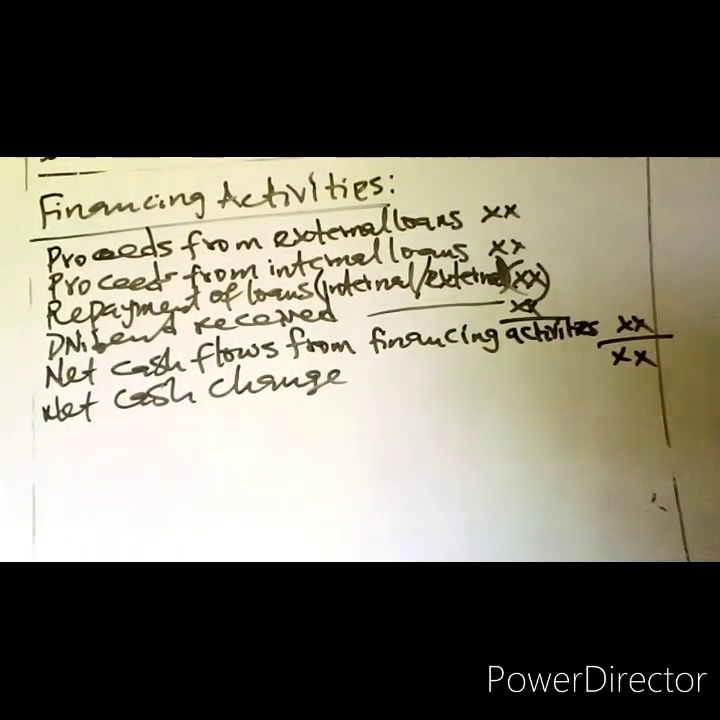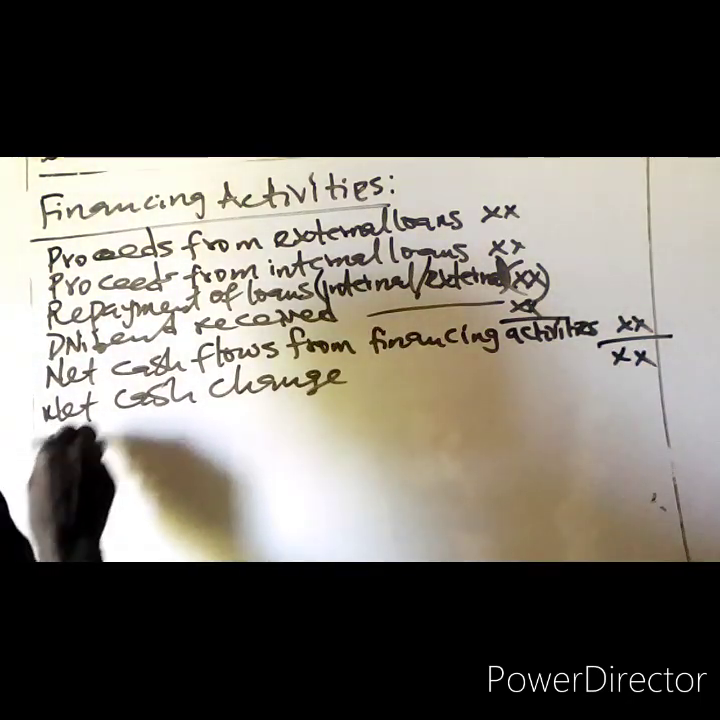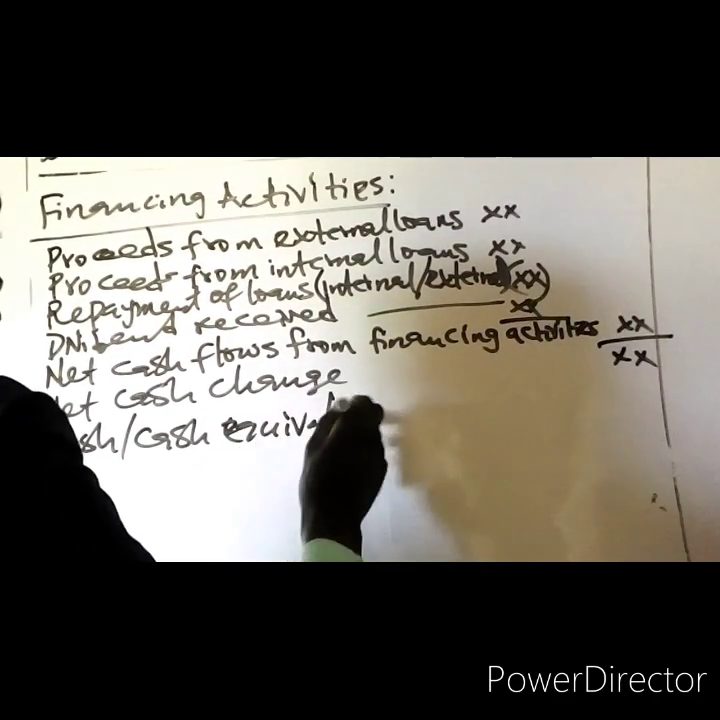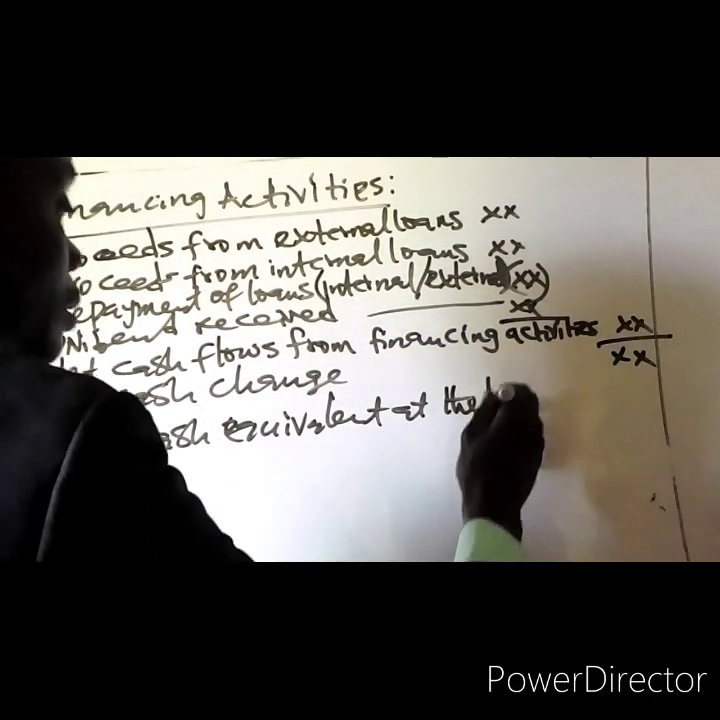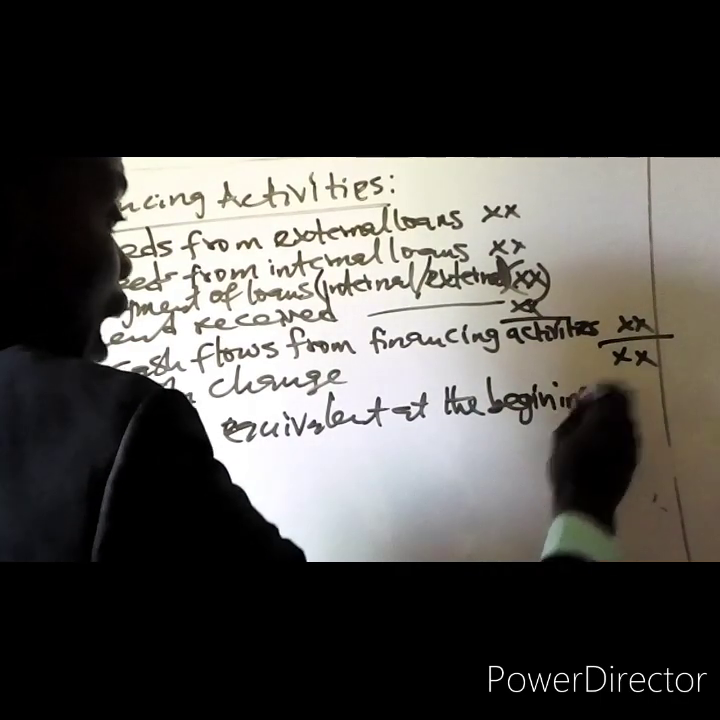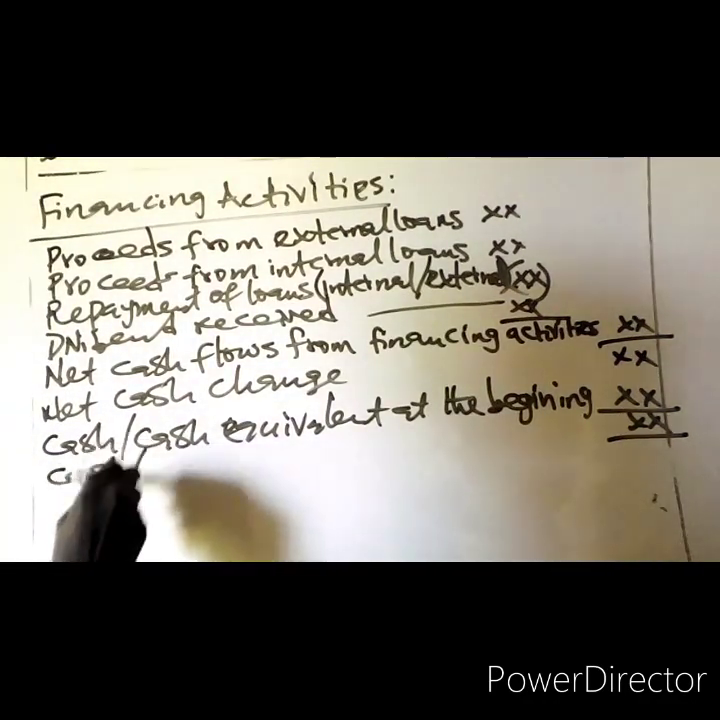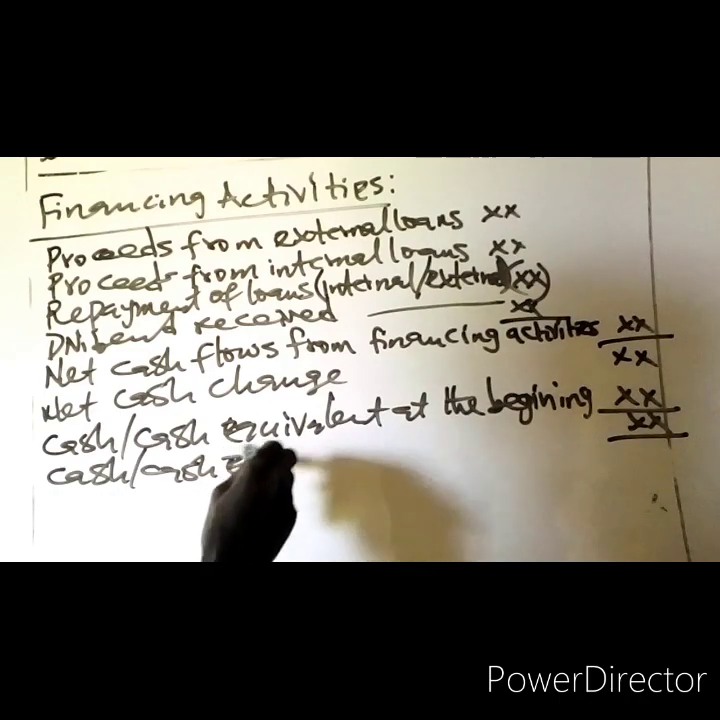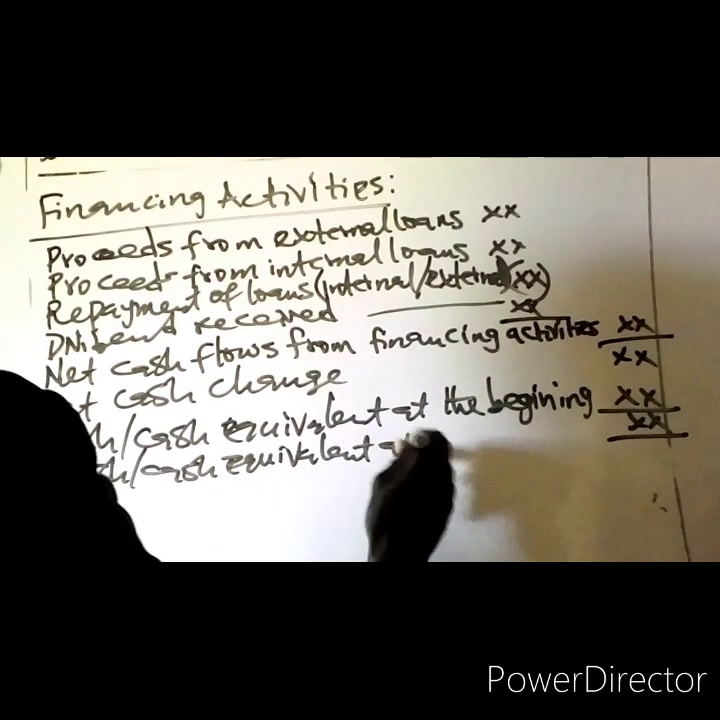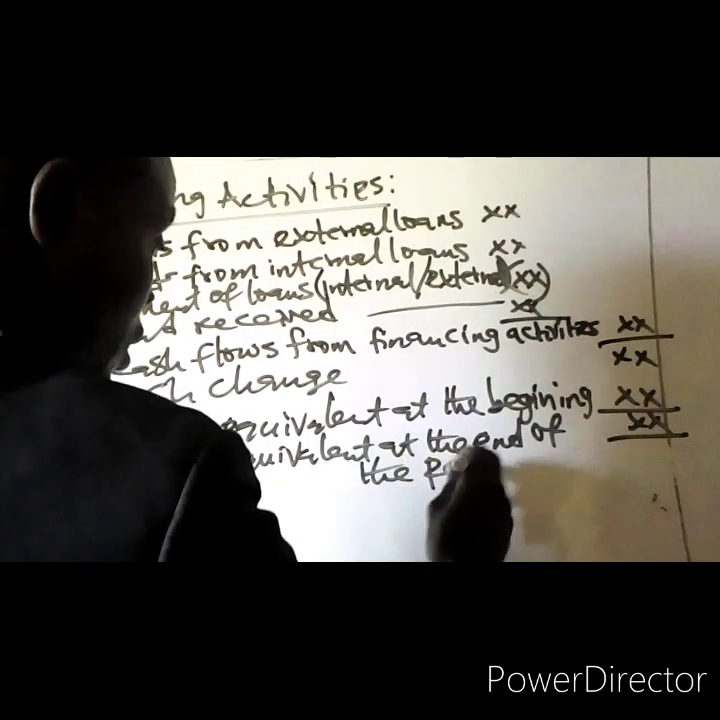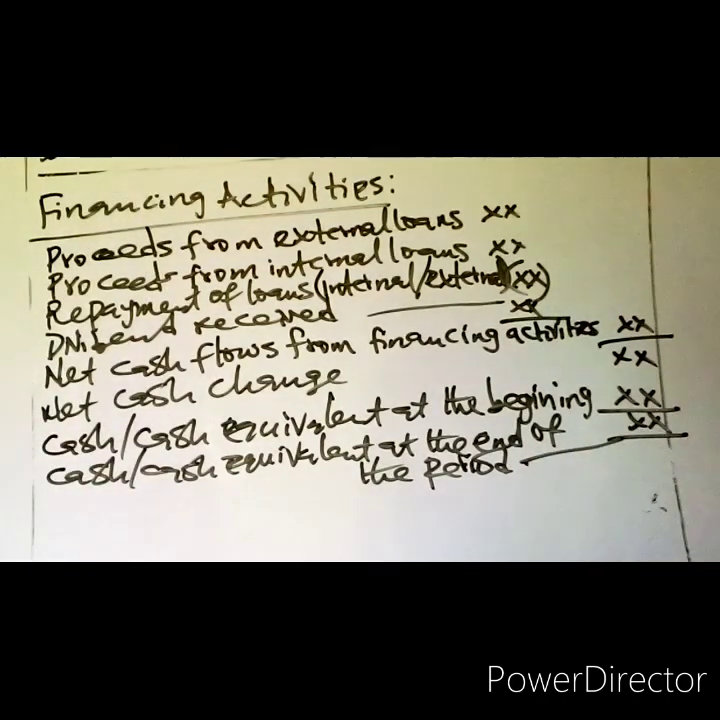Then the next thing is cash and cash equivalent at the beginning of the period. When you add it, you get cash and cash equivalent at the end of the period. So that is the format for preparing statement of cash flows under the direct method. So we therefore want to take questions as a worked example.